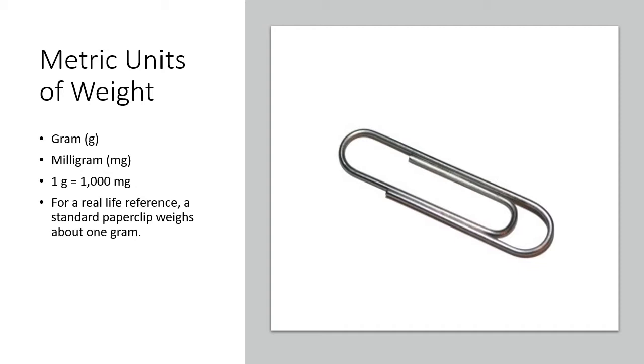Metric units of weight. All right, so the base unit of weight in the metric system is known as the gram. Another important unit that we frequently see in scientific lab and also in life is the milligram. If you've ever taken medicine, you would probably notice that your dose is usually in milligrams. So 1 gram is equal to 1,000 milligrams. And just for a real life reference, so you can understand what a gram represents, a paperclip weighs about 1 gram.